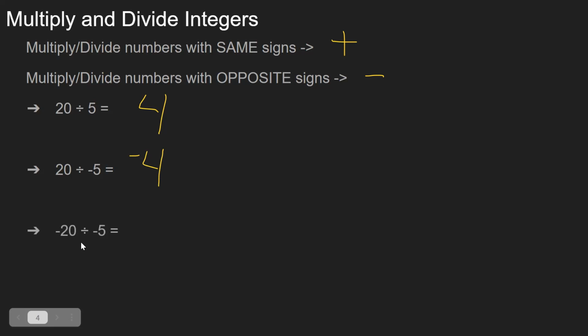Again, here we're dividing two numbers with the same sign. So you divide the numbers, 4, and keep the sign. And the last one here, you have negative 20 divided by 5. The numbers have opposite signs. So you divide the numbers, 4, and the answer would be negative.